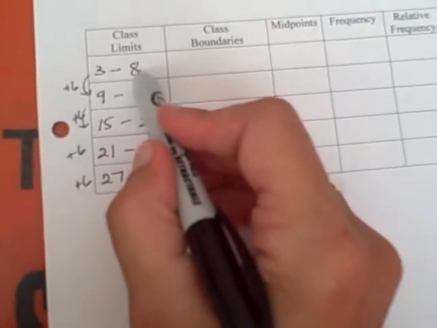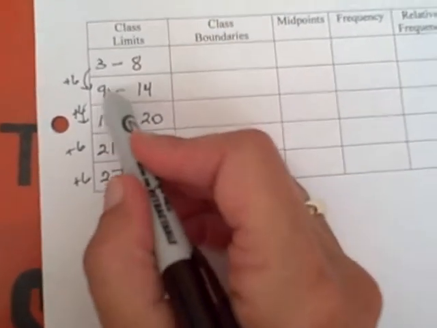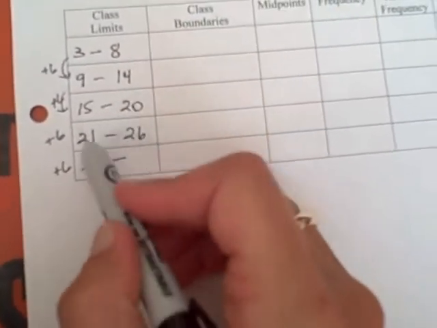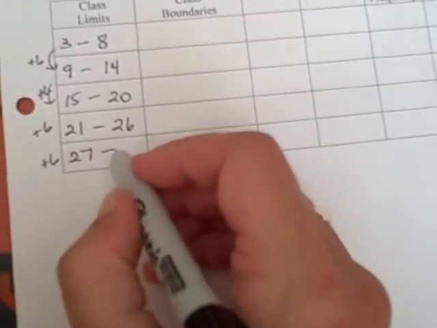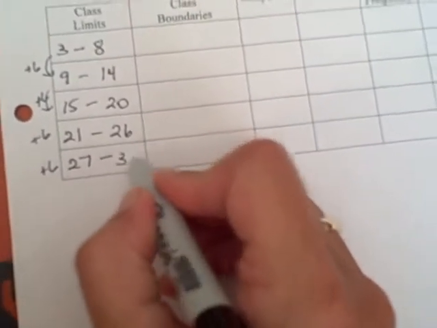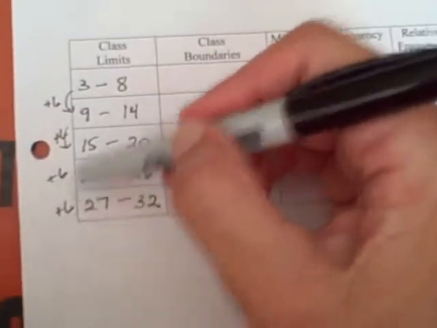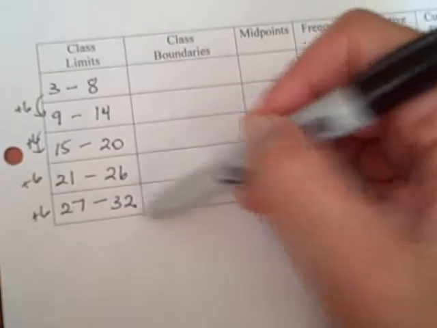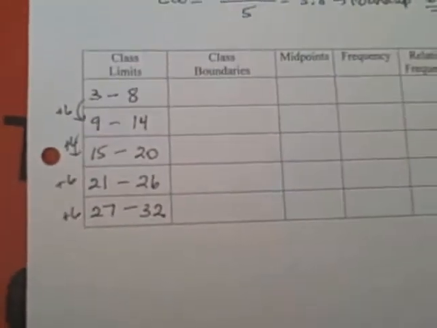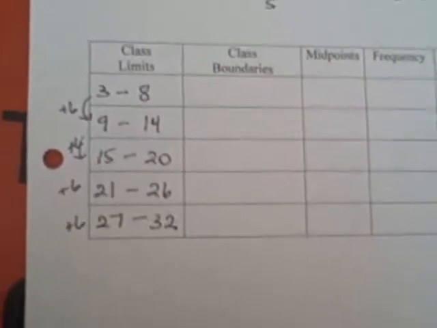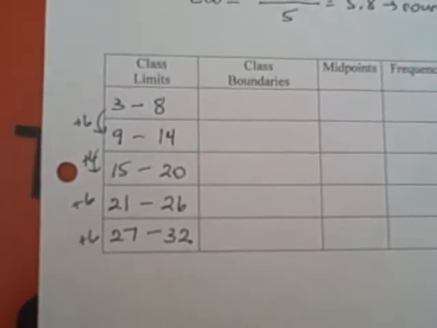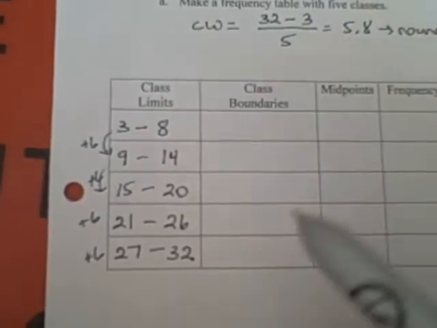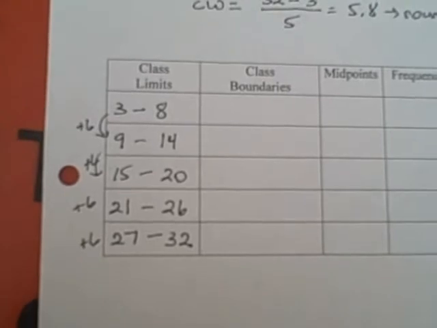Now if you notice, we're adding 5 here. 3 plus 5 is 8. 9 plus 5 is 14. Plus 5, plus 5. So 27 plus 5 is 32. Or, we were adding 6 down this way. You can also add 6 down this way. Lots of little ways to remember how to get your numbers on your class limits. It's very important to get your class limits correct because the rest of the table is based on your class limits.